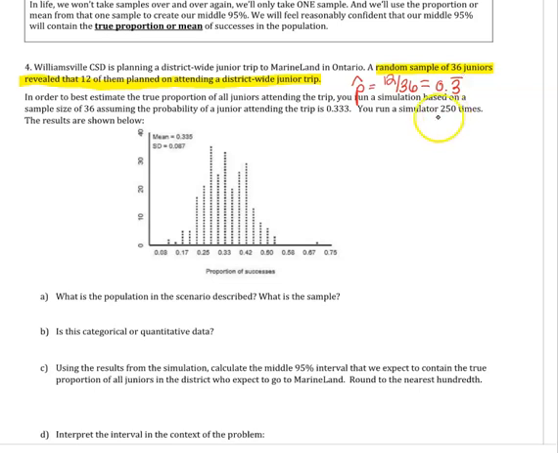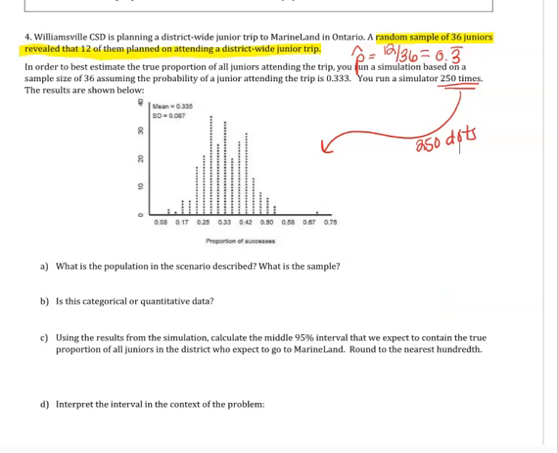We run this 250 times. So what that means is in your distribution here, you're going to see 250 dots, okay? And every single one of these dots is representing the proportion of juniors that are planning to go. So that's our proportion of successes. All right, so what is the population in the scenario? Well, the population is who we're trying to get information about. You're trying to get information about all juniors in the Williamsville Central School District.